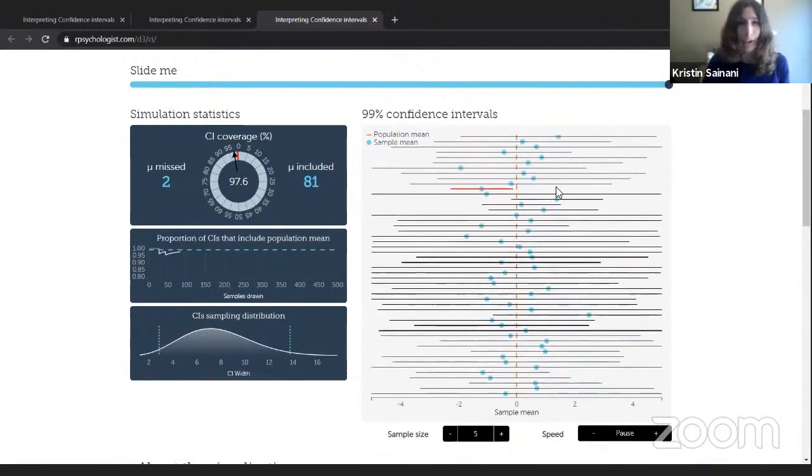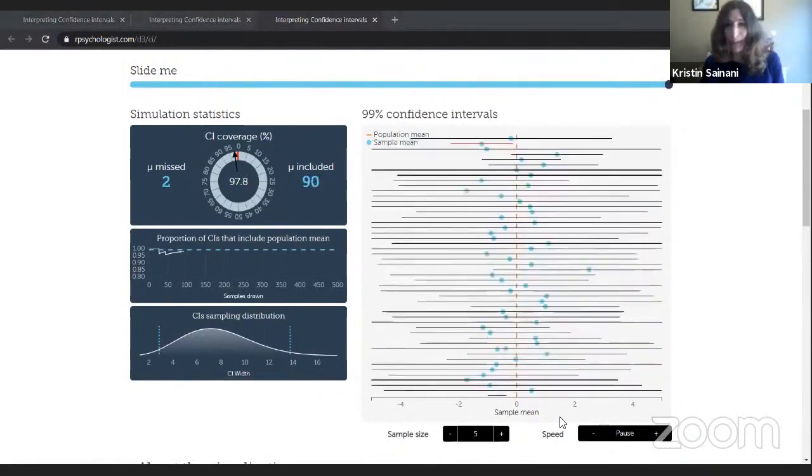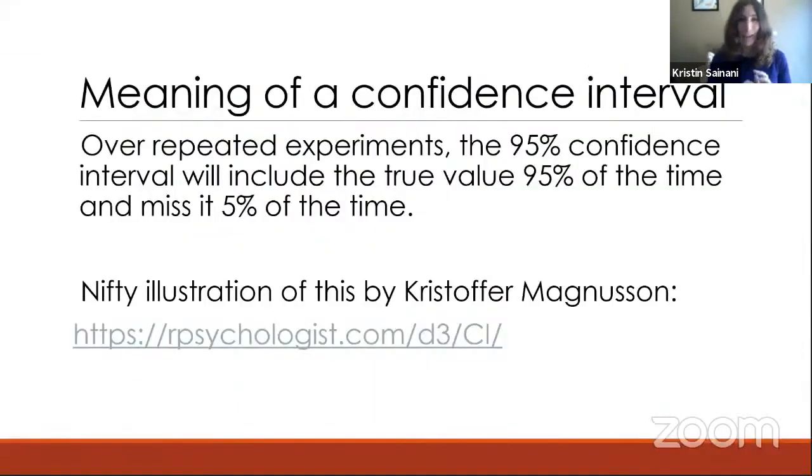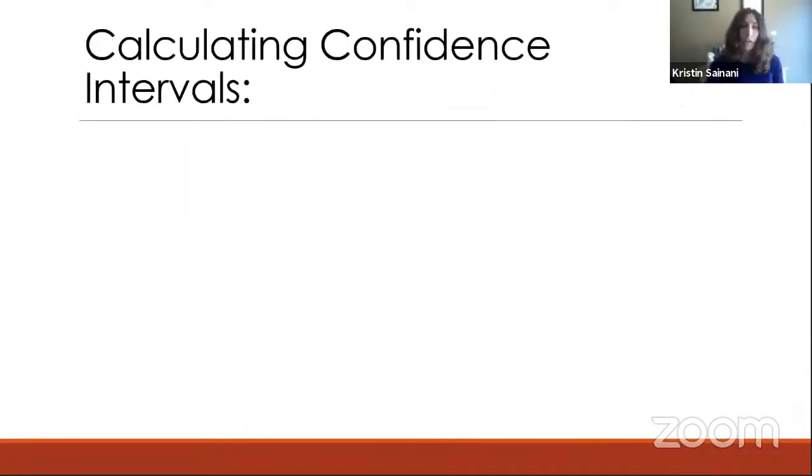All right, I'm going to switch now back to my slideshow. Hopefully that went okay. Anyway, that's just a really cool dynamic simulation. It's a lot of fun to play with.